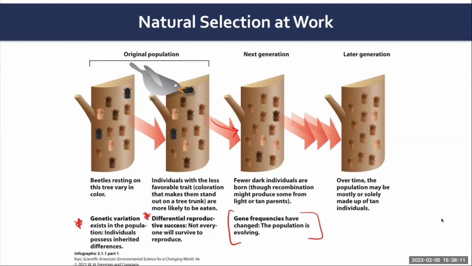Now we can follow this through over many generations. Over time, the population may be mostly made up of just tan individuals. Or perhaps the environment will change in some way that the darker morphs now have some selective advantage in a changing environment, right? So that aspect of natural selection is not predictable because we don't necessarily know what the environment will look like in the future.